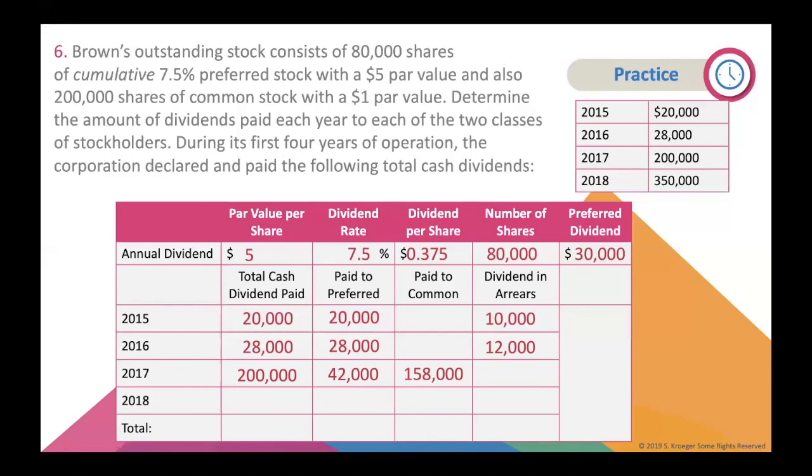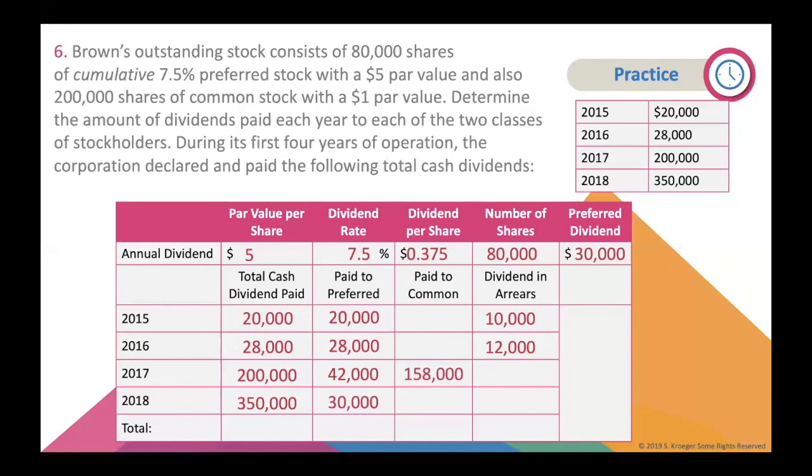How much in dividends can we give out in 2018? $350,000. How much will go to preferred shareholders? We owe them $30,000 each year. Are we in arrears? No, we are not. Therefore, we only need to give them the $30,000.